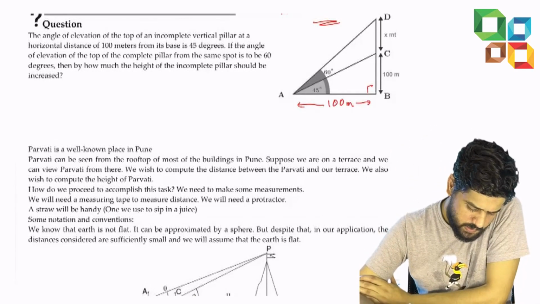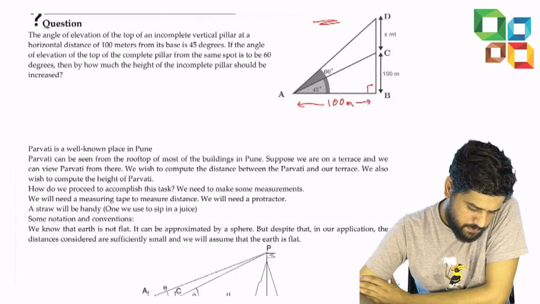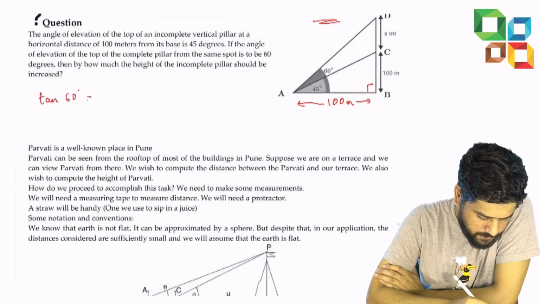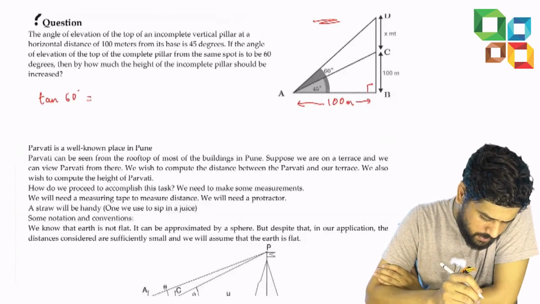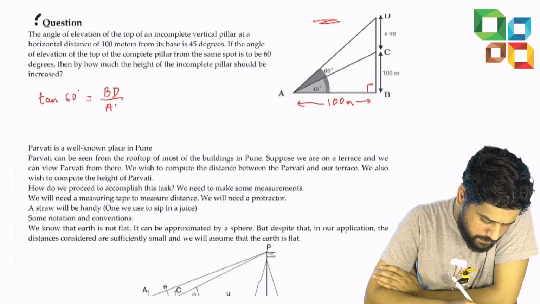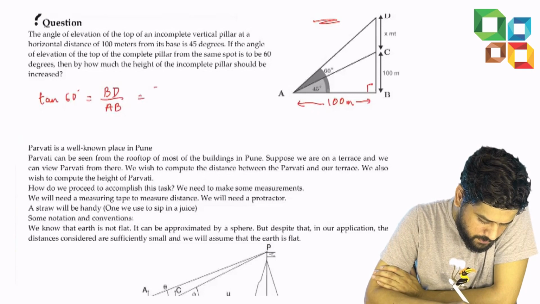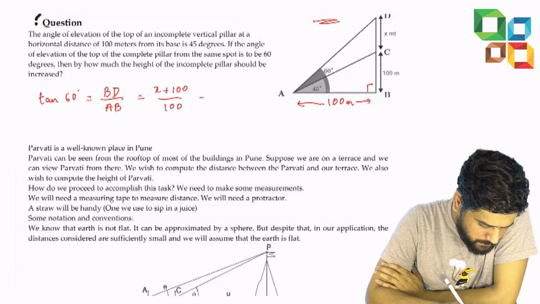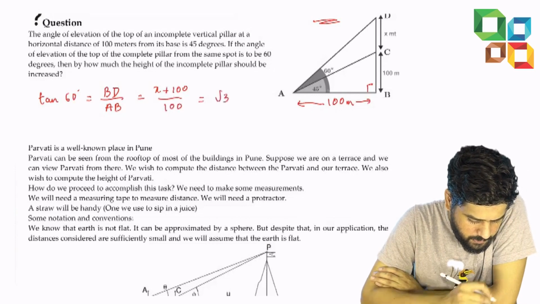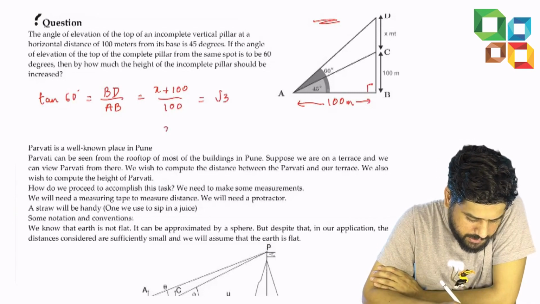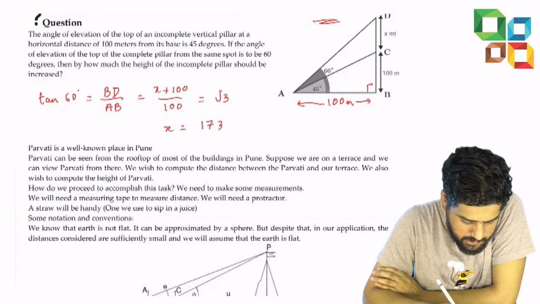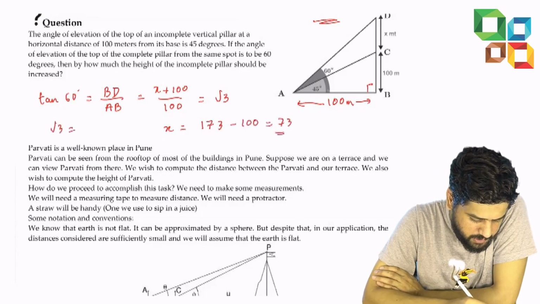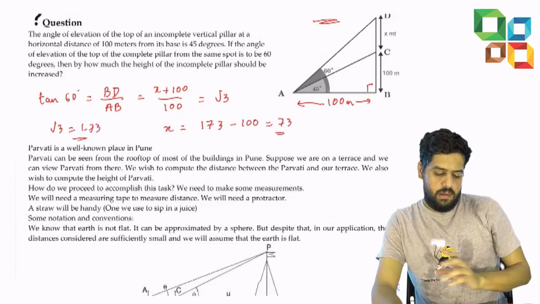Can you tell me how you got this? Sir, we can take tan 60. Tan 60 equal to BD upon AB. BD is 100 plus X and AB is 100. So X plus 100 is tan 60 into 100. So x is equal to 100 root 3, which is 173 minus 100, which is 73. Yes. We approximated root 3 to 1.73.